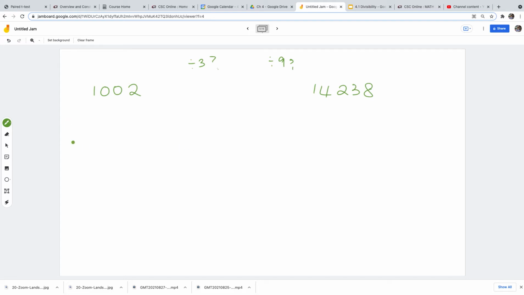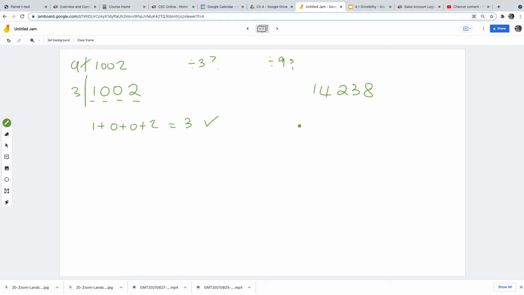To find out, you add each of these digits: 1 plus 0 plus 0 plus 2, and look at the sum. That's 3. Is it divisible by 3? Yes, 3 divides 3, so 3 divides this number. How about the divisibility test of 9? You do the same thing. You found the sum as 3. Does 9 divide 3? No, it doesn't. So 9 does not divide 1002.